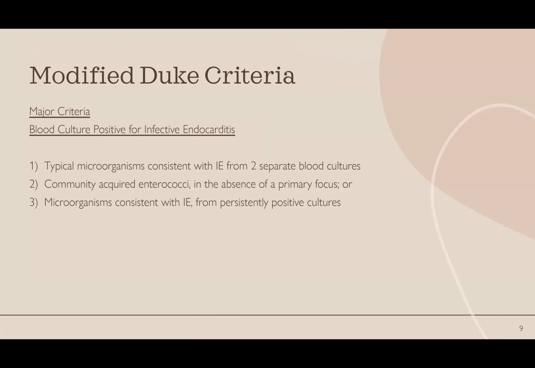In terms of the major criteria, blood culture positive criteria for IE is the presence of typical microorganisms consistent with IE from 2 separate cultures. And these typical microorganisms have been documented as the viridans streptococci, Streptococcus bovis, the HACEK group, Staphylococcus aureus. And meeting the criteria below is at least 2 positive cultures that are drawn more than 12 hours apart. The second criterion would be community-acquired enterococci in the absence of a primary focus, or lastly, microorganisms consistent with IE from persistently positive cultures.